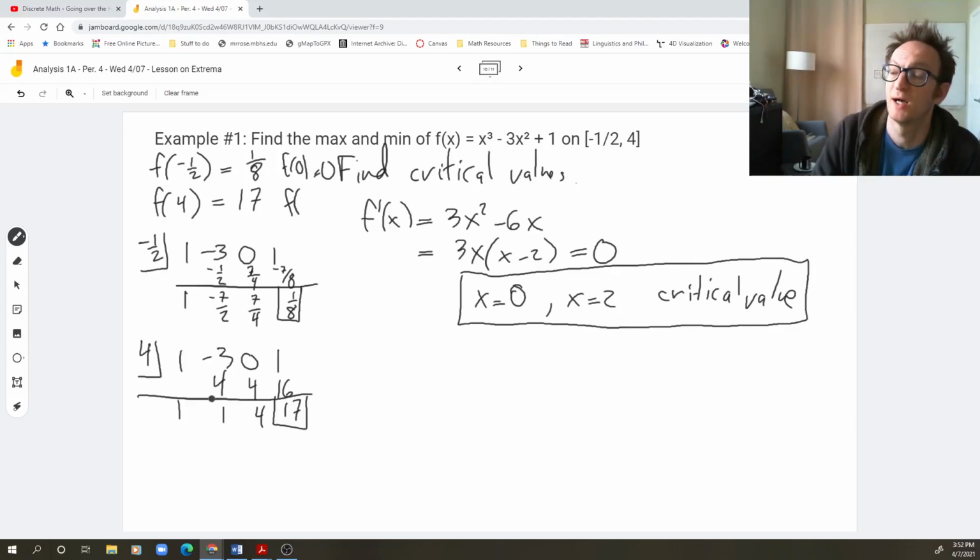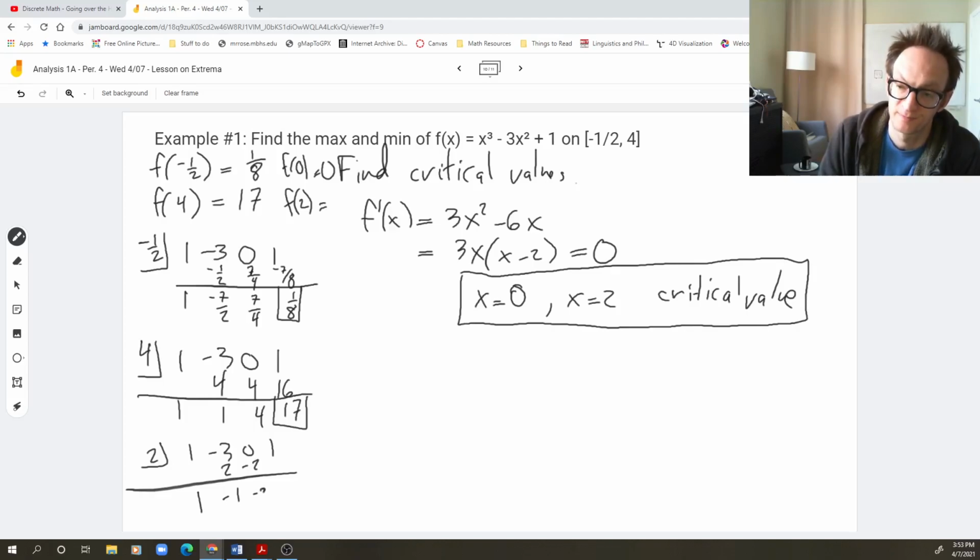What is f of 2, the other place of interest? Well, let's just do this one last time. 2, -1, -2, -2, -4, and -3. So f of 2 is -3.